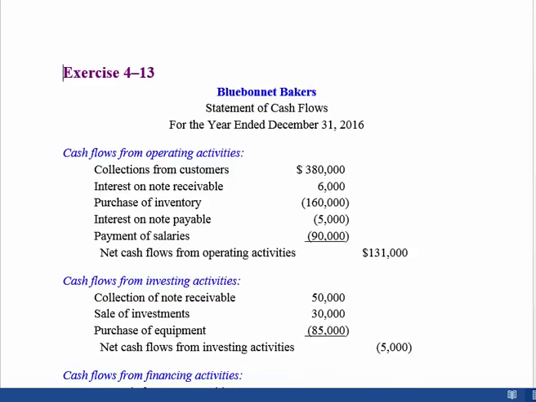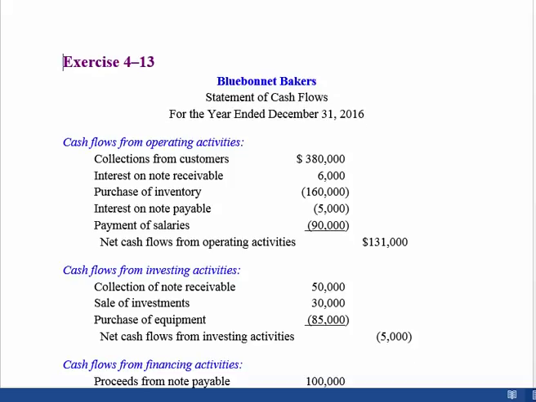Net cash flows from financing activities. Okay, here we want to look for cash coming in or going out as a result of financing. I'm looking through the cash received. We've already taken care of customers and interest. Proceeds from a note payable, that's cash coming in, $100,000.